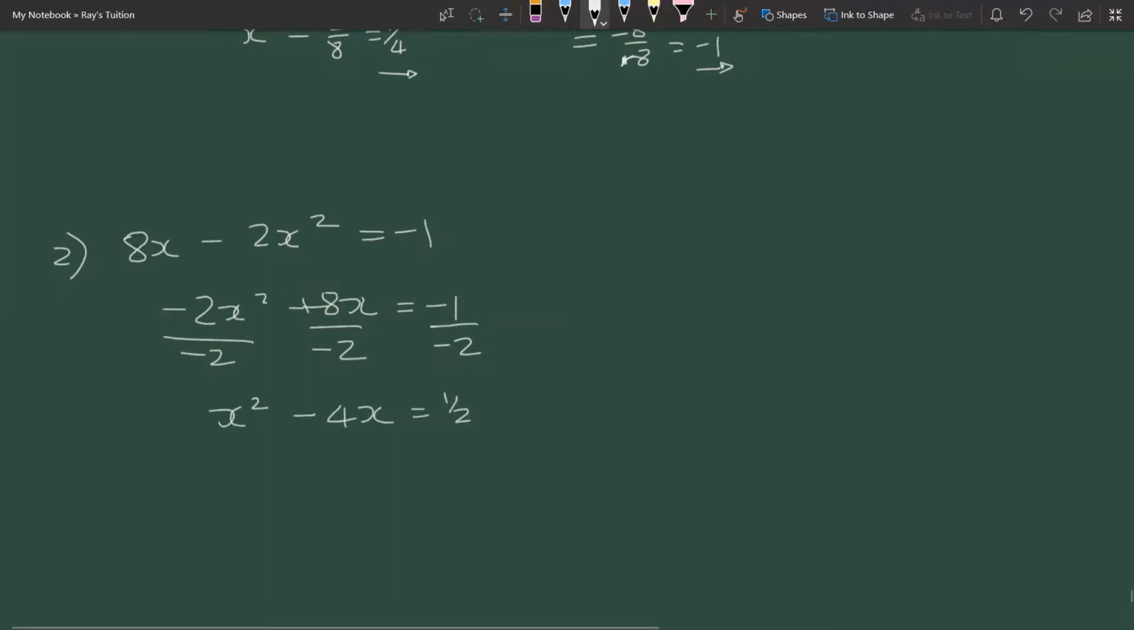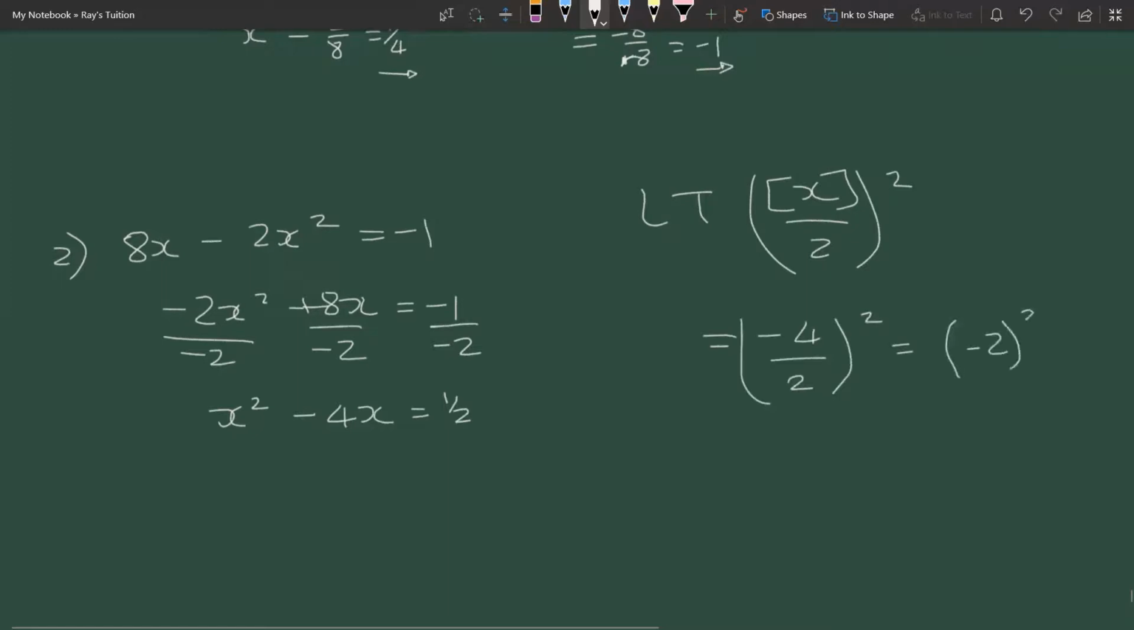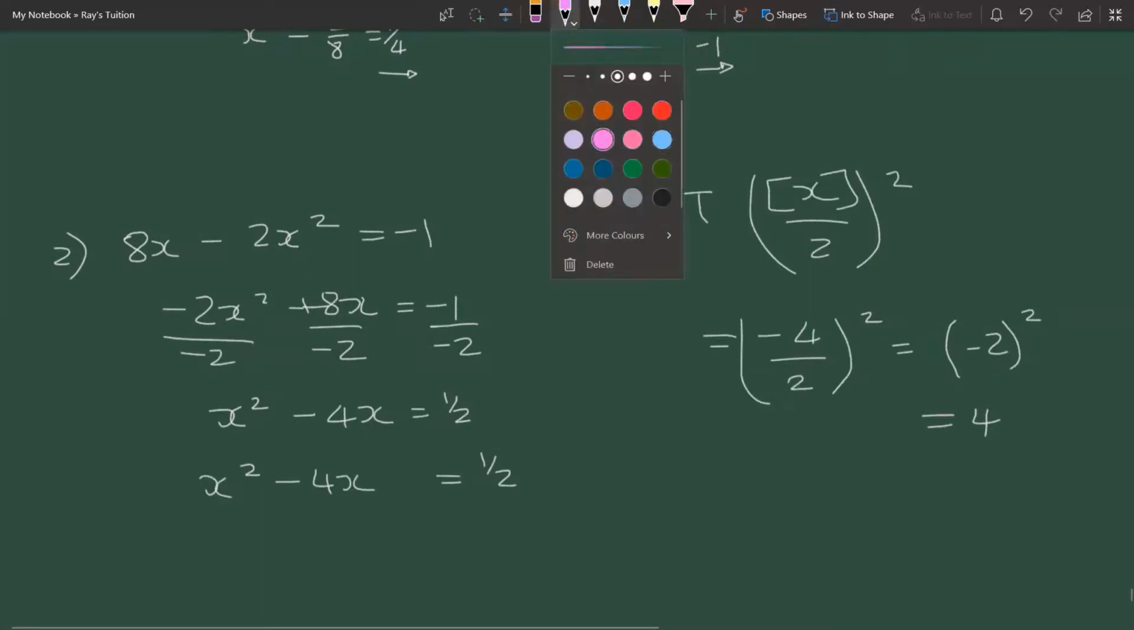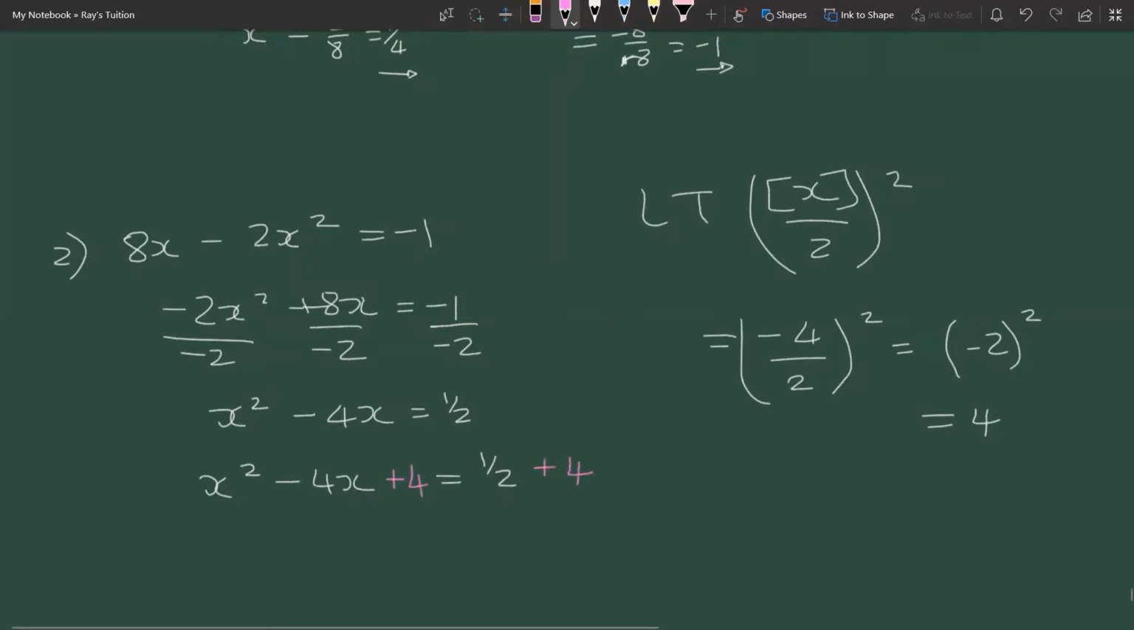The next thing is to get the last term. So remember from the previous one, the last term is the coefficient of x divided by 2 and squared. So the coefficient of x is -4, divided by 2, and then we square it. So that is -2 squared, which is 4. So then that last term, again, we add it on both sides. And again, why we're adding it on both sides is so that we're not changing the equation. So we're going +4 and +4.